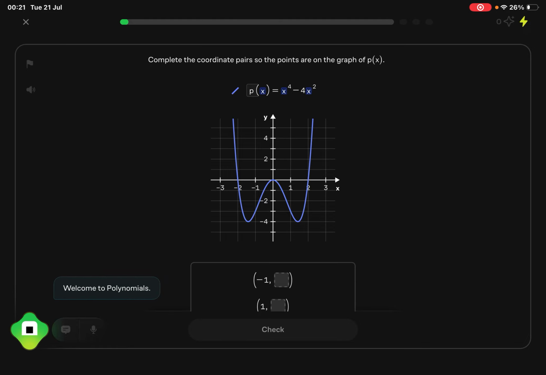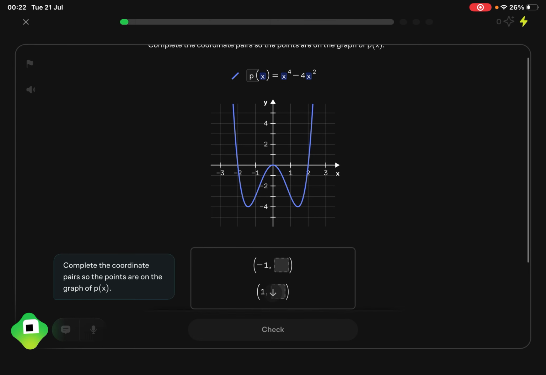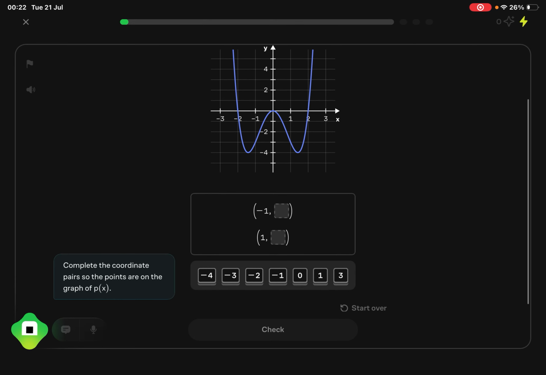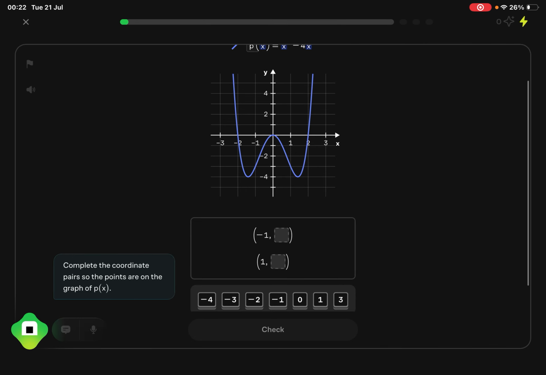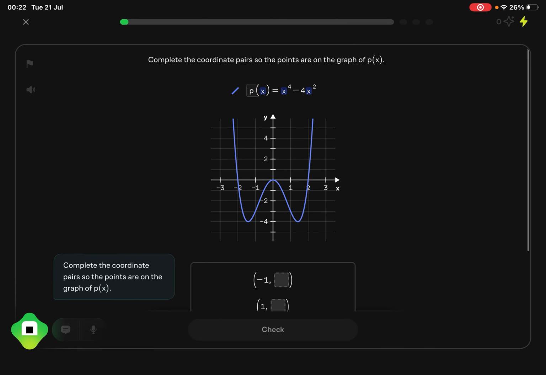Welcome to Polynomials. Let's start by getting familiar with one specific function and its graph. Complete the coordinate pairs so the points are on the graph of p of x. I don't understand.